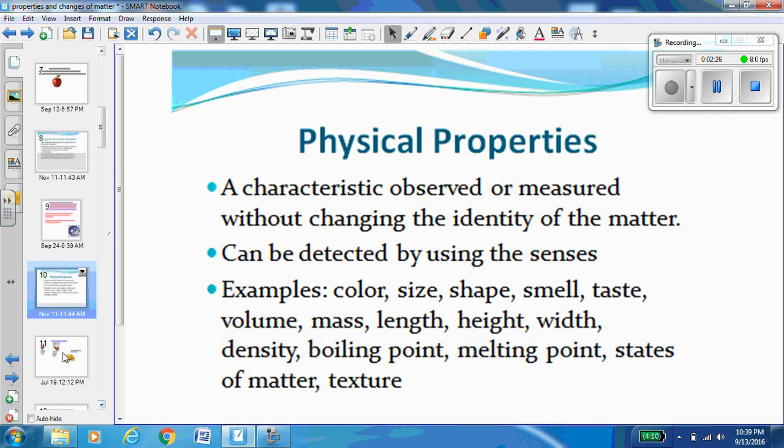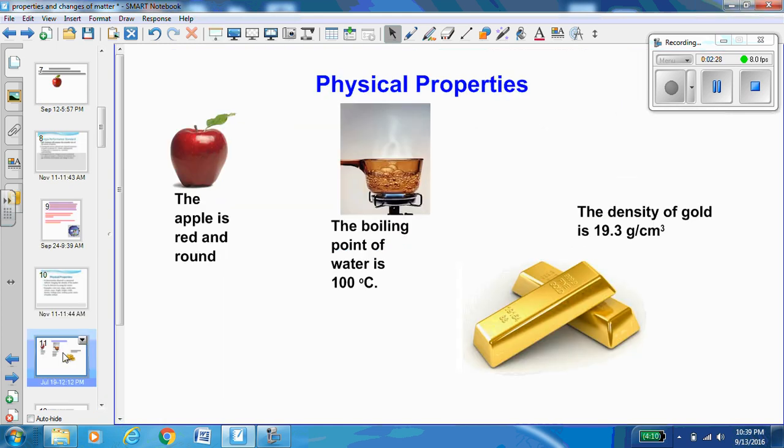Let's take a look at some pictures. The apple is red and round. That would be a physical property that can be observed without changing anything about that substance. The boiling point of water is 100 degrees Celsius. This is a property that can be measured without changing anything about that substance. The density of gold is 19.3 grams per centimeter cubed. Once again, this is a measurable type property, so we don't have to change anything about that substance to determine the density of gold.